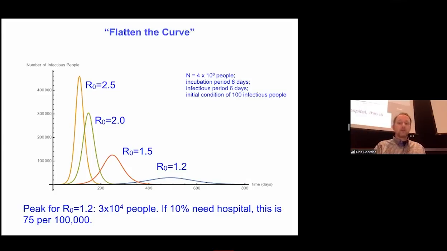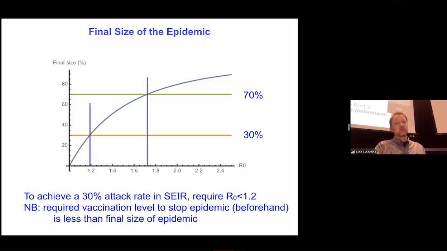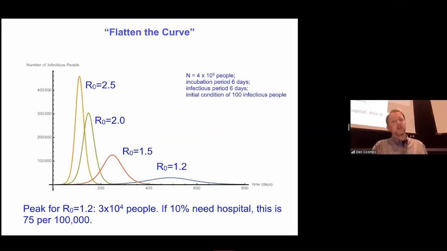But if I flip back to the final size calculation, then if I have my R naught down here at 1.2, then only maybe 30% of the population gets the infection. Whereas if it had remained higher, then almost everybody would have been infected by the end. Okay, so this is flatten the curve. The peak for R naught equals 1.2 is around 30,000 people infected at the same time.